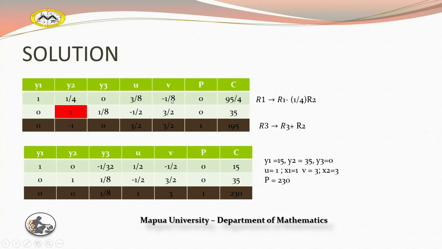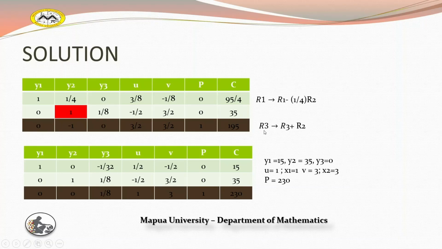Negative 1/8 minus 3 over 8. So the answer is negative 1/2. 0 minus 0. The answer is 0. 95 over 4 minus 35 over 4. So this is 60 over 4 or just simply 15.